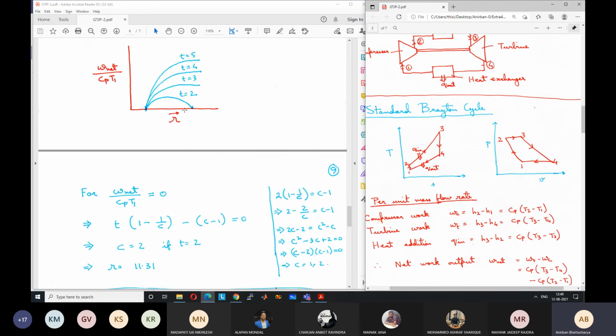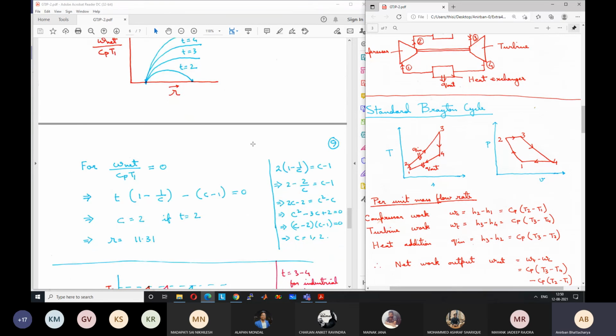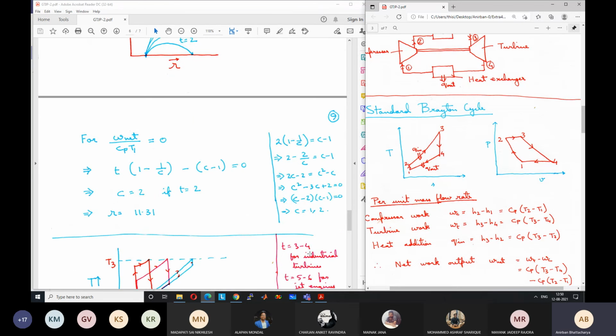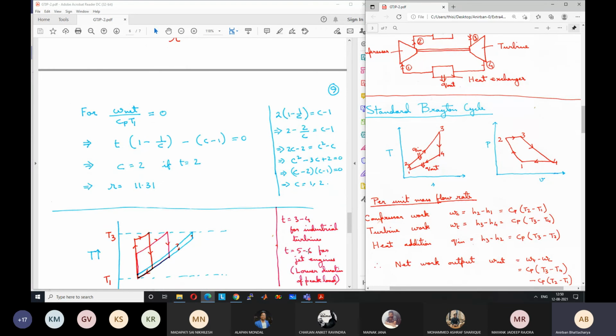Okay. So obviously we do not use this type of small temperature ratios nowadays, but you can see that if the temperature ratio was small, like in old days, because the turbines could not sustain high temperature, we could not use very large pressures. Okay. So optimum pressure may be around 5 or something pressure ratio. Nowadays, for industrial turbines, we use R equal to 3 to 4, and for jet engines, we can go up to 5 to 6. Okay, temperature ratio.